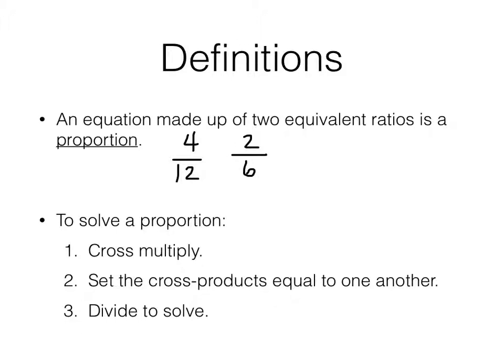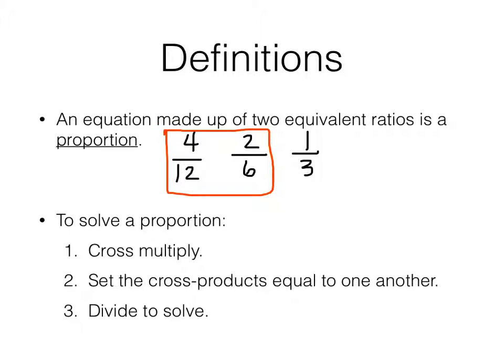Okay, 4 to 12 and 2 to 6. Both of those are equivalent ratios. In fact, what they're equivalent to is 1 to 3, if we simplify it all the way down. And one thing I want you to notice about equivalent ratios, about these two values that are equal, just look at one pair of them at a time.